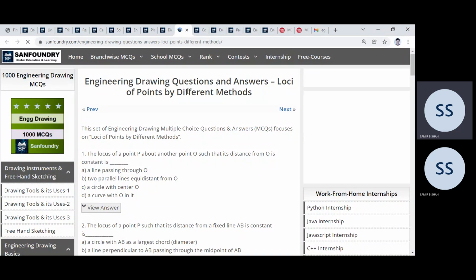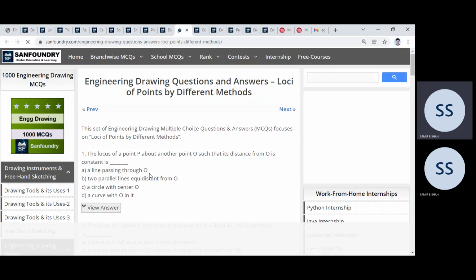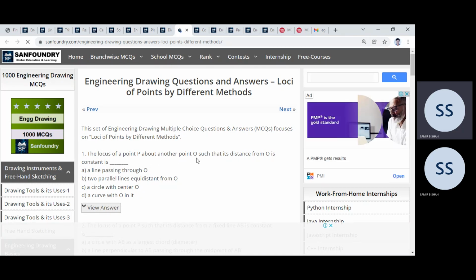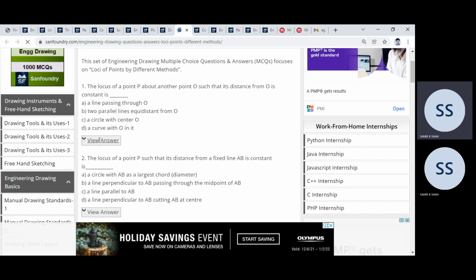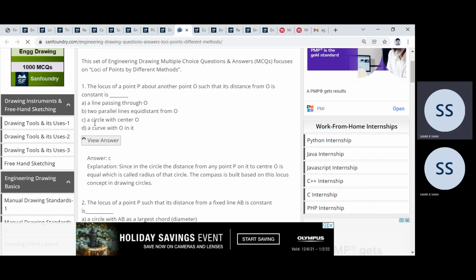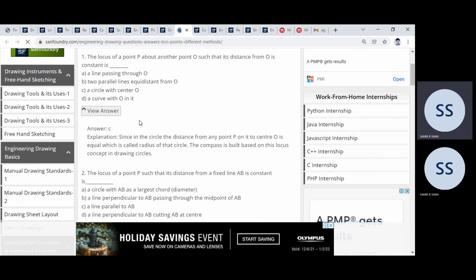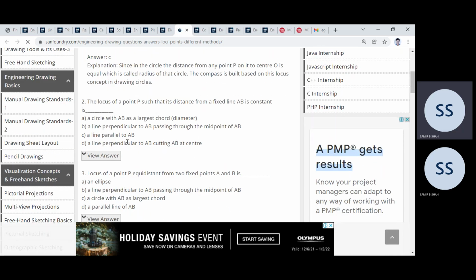Now, there is some question of loci of a point. The locus of a point P about another point O, such that its distance from O is constant. I already discussed the same question for you and repeated it. So it is called a circle with center O.